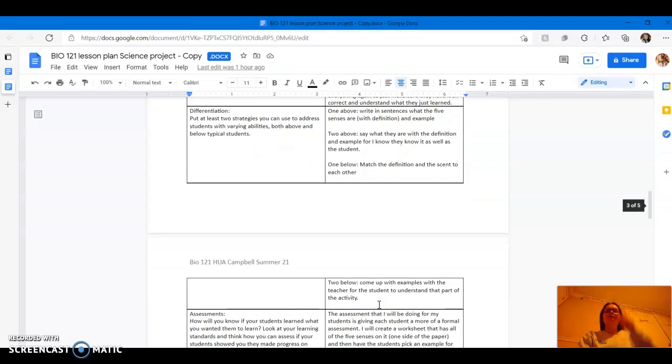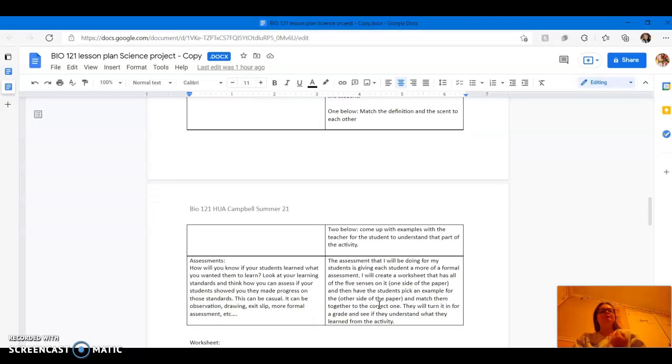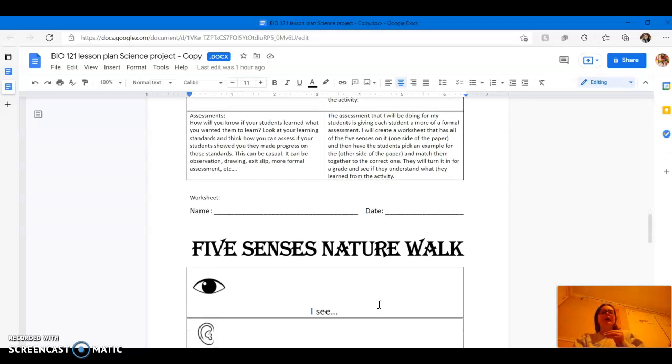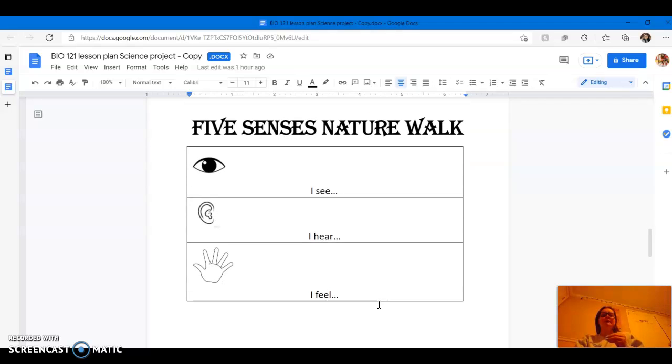And then for differentiation, I did one for above, two for above and then two for below, in case I have different students in my class. So I'm going to write the five senses, and then with the definition, they're going to give me an example. And then for the second one, they're going to give me a definition example as well. And I want to make sure that they know it and say it out loud. And then for below, matching the definitions in the set, and then coming up with examples with the teacher to understand the activity.